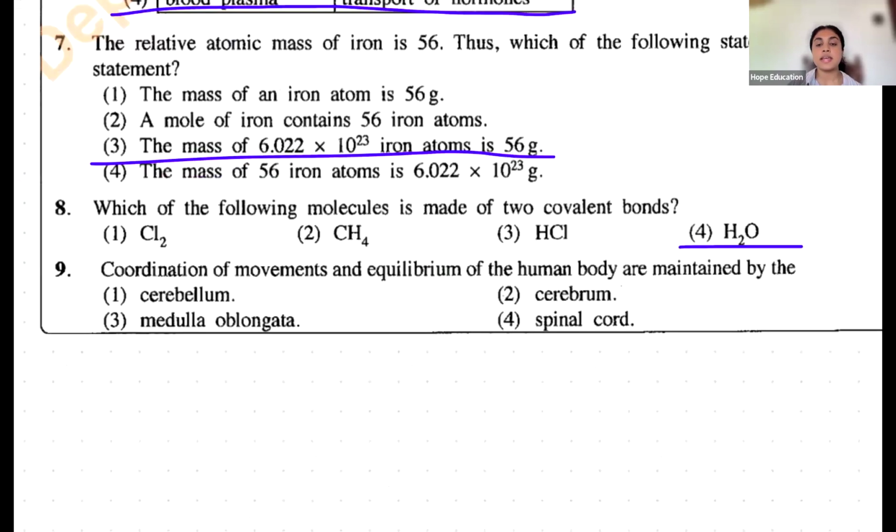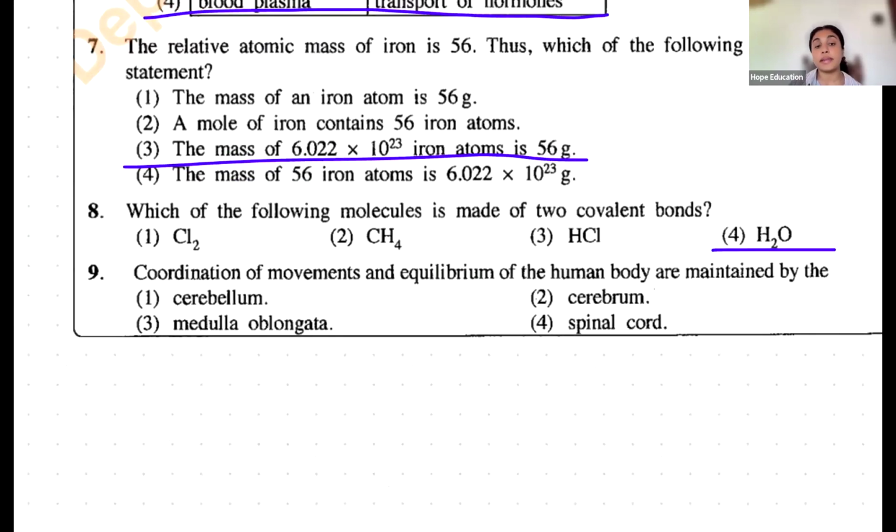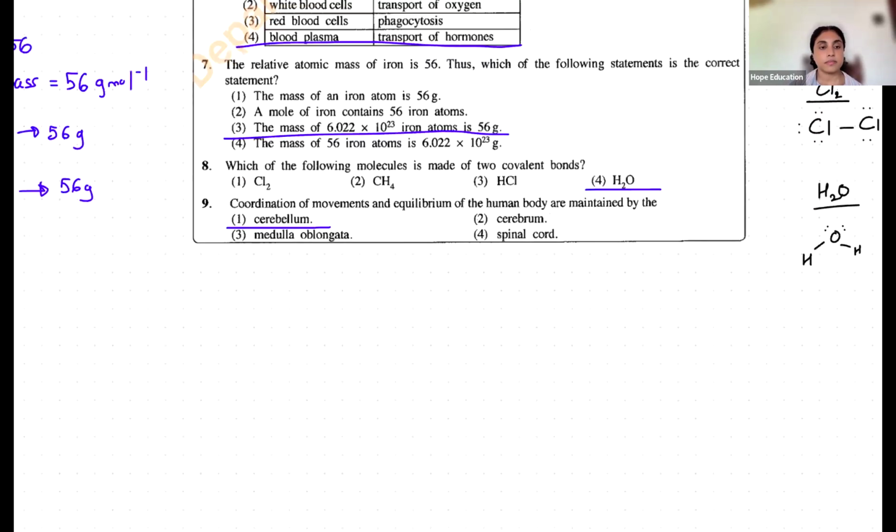Then, coordination of movements and equilibrium of the human body are maintained by what? Coordination of movements and equilibrium. As soon as the word equilibrium comes, you know which part. It is the cerebellum. Muscle movements are often handled by both the cerebrum and the cerebellum, but for equilibrium it is definitely the cerebellum. Therefore the answer is cerebellum. Let's move on to our next set of questions.